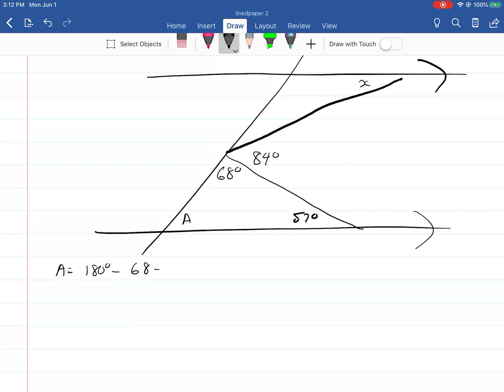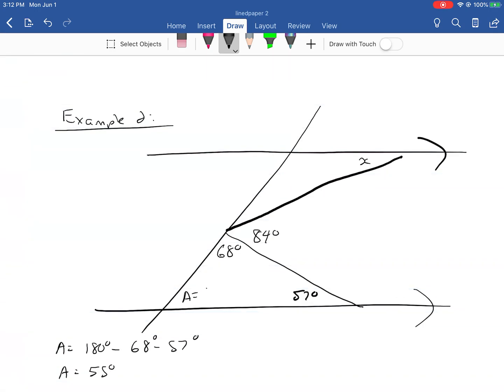It doesn't have a name, so I'm going to give it a name of A, and I'm going to try and solve for what A is. I'm going to go, okay, A is 180, subtract the 68, subtract the 57. And if I blast that all into my calculator, 180 subtract 68, subtract 57, then I can get the A value 55.